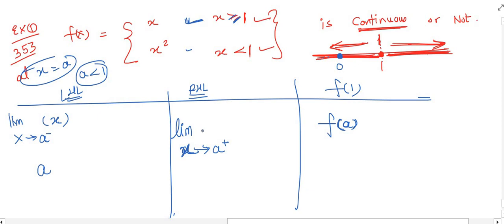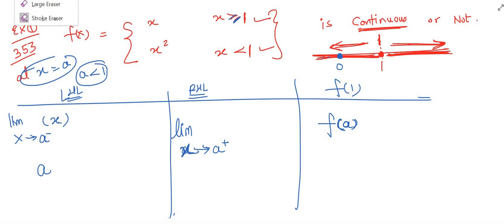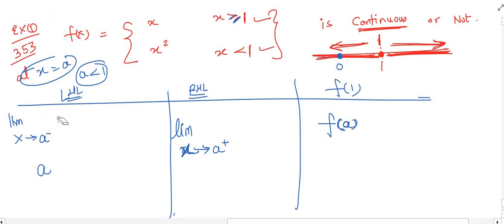I am sorry, here a is less than 1. So for less than 1 we will use this one. Less than 1 is this. So functional value for less than 1 is x square. And x square, when you put x is equal to a, we will get a square. So what we are getting here is a square. This is for left hand limit.